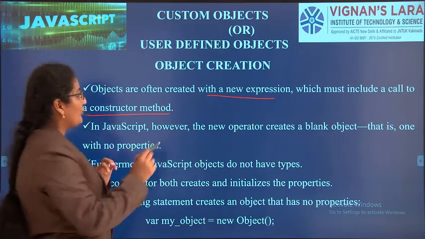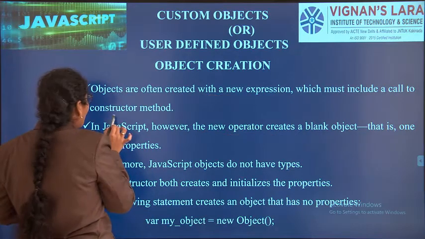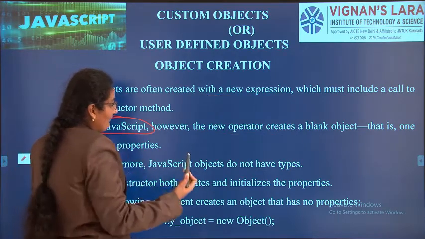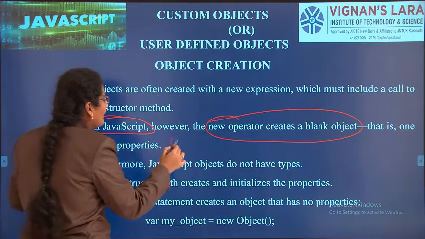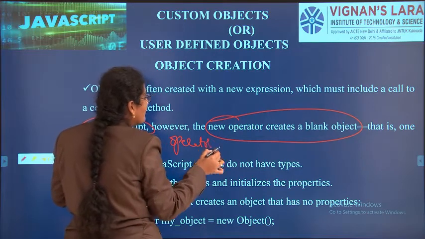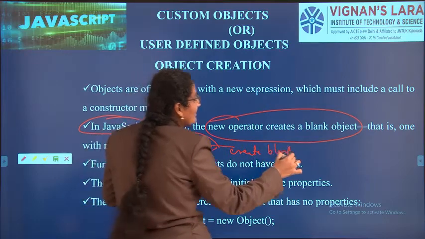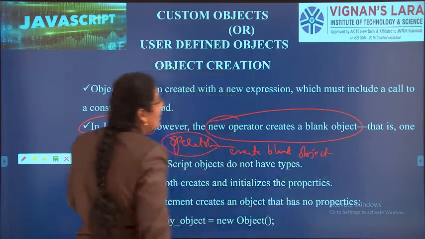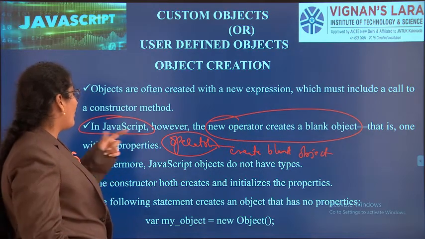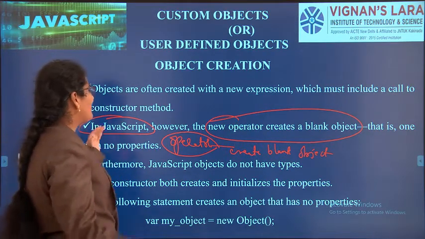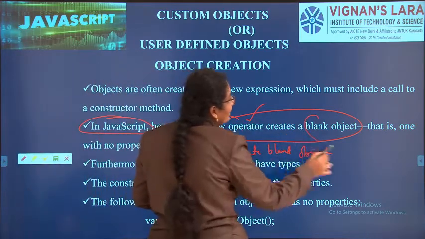In Java, however, a new operator creates a blank object. This is a very important point. What is the important point here? In JavaScript, however, the new operator will create a blank object. Whenever you are creating with the operator, it will automatically create a blank object. This is a very important point in our unit 2. If there are predefined objects, well and good. But if we don't have predefined objects, what is JavaScript going to do? Whenever we are using the operator, it will automatically create a blank object.